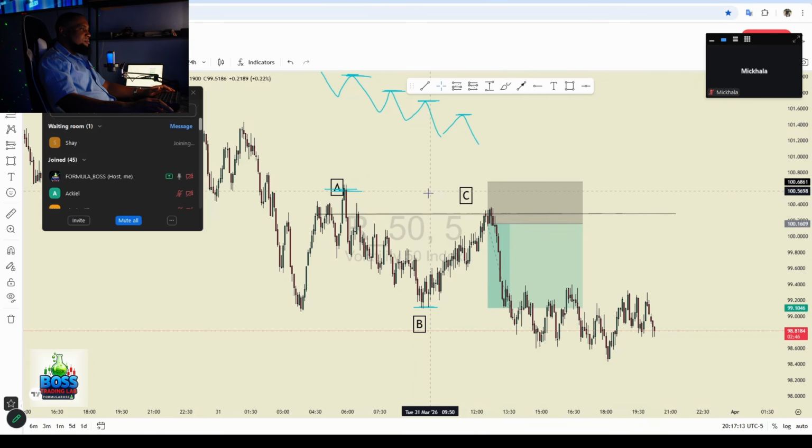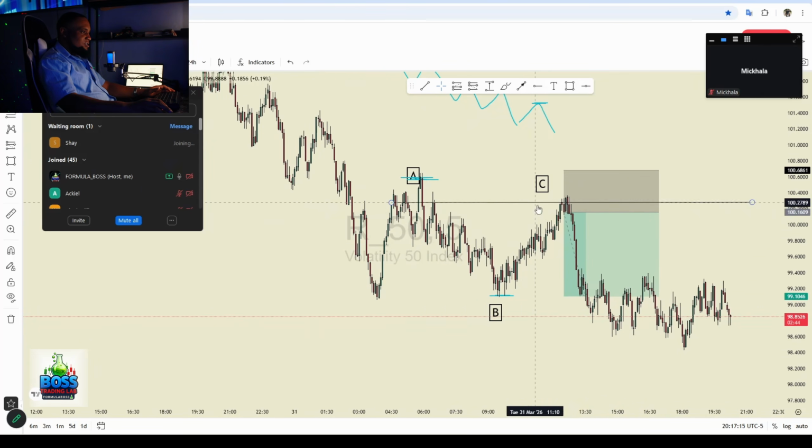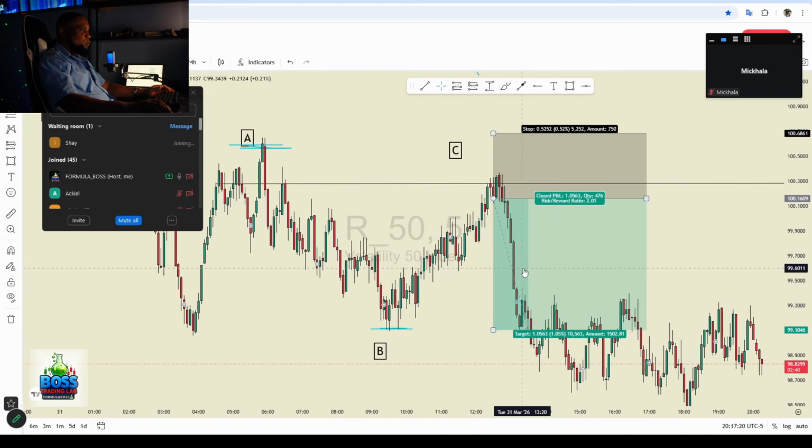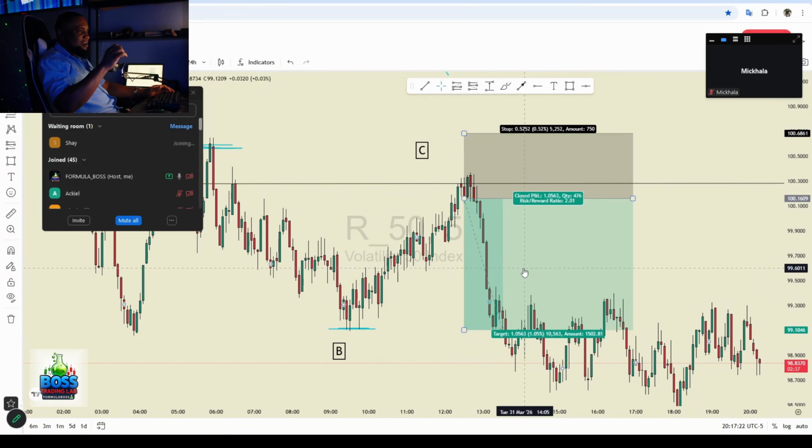When the price came back to this level of resistance right here, which is point C, I was looking for an entry, which, as you guys know, is the bearish engulfing in this scenario. If I'm buying, bullish engulfing. If I'm selling, bearish engulfing.